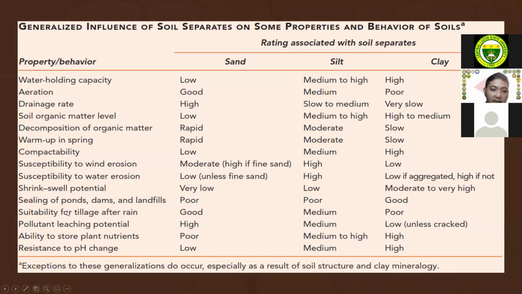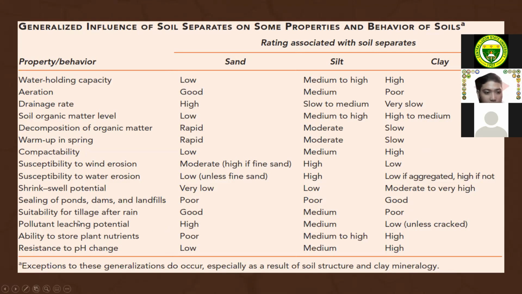Then susceptibility for tillage of terrain, sand is good, silt is medium, and clay is poor. Of course, di ba na-experience natin yan, kapag umuulan, napakahirap i-cultivate or i-land prep yung ating field pagka high in clay content siya. Kasi they are very sticky.